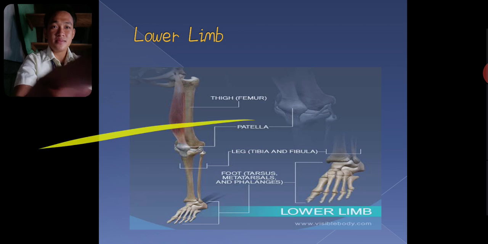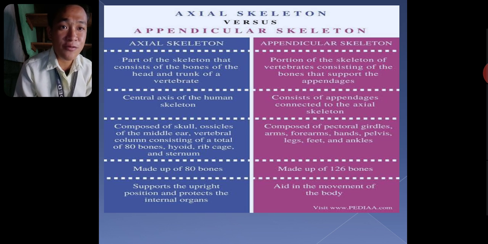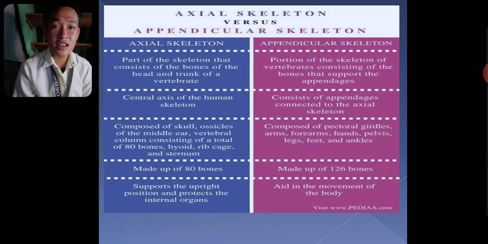So sa axial skeleton versus appendicular skeleton. So as you can see, the axial skeleton, part of the skeleton that consists of the bones of the head and trunk of the vertebrates. So sa appendicular skeleton, portion of the skeleton of vertebrates consisting of the bones that support the appendages. So sa central axis of the human skeleton, dito siya sa axial skeleton. So sa versus appendicular skeleton consists of appendages connected to the axial skeleton.